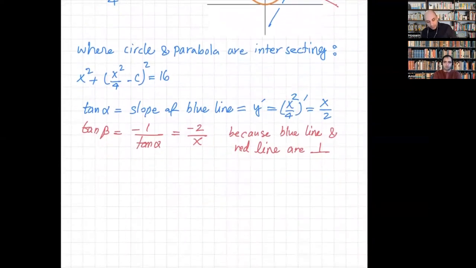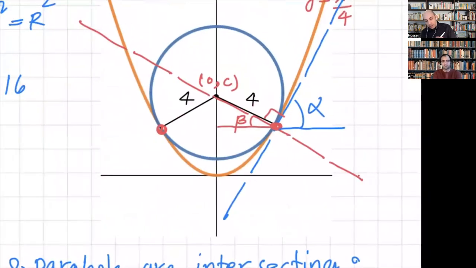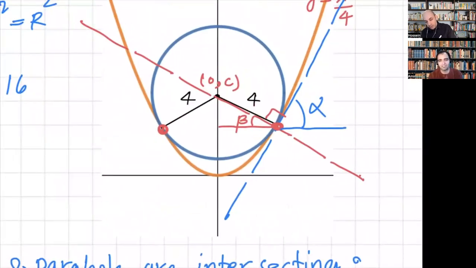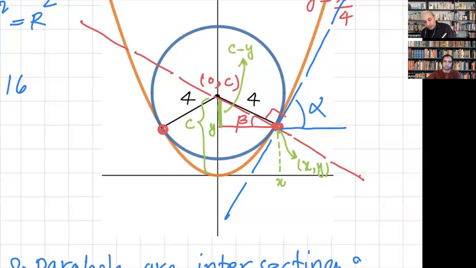And then, if you have tangent of beta, you can establish a relationship between c, tangent of beta, and x. For positive x, this is x, and this is y. So the coordinate of this point is x and y. And then from here to here is c. So this portion is c minus y.